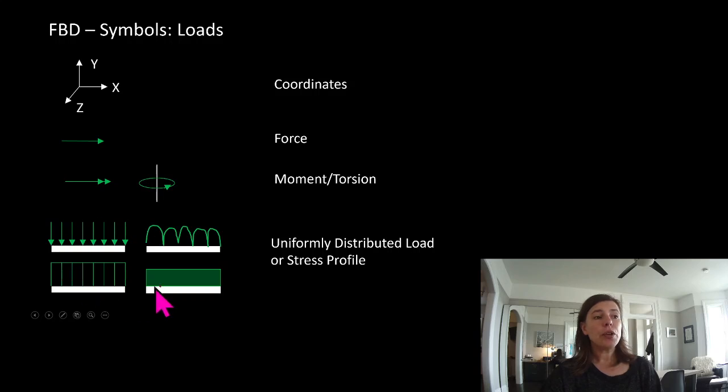We'll often use uniformly distributed loads when we're talking about beams, and that's going to be really important next week because it's the most common type of loading we see on a beam.